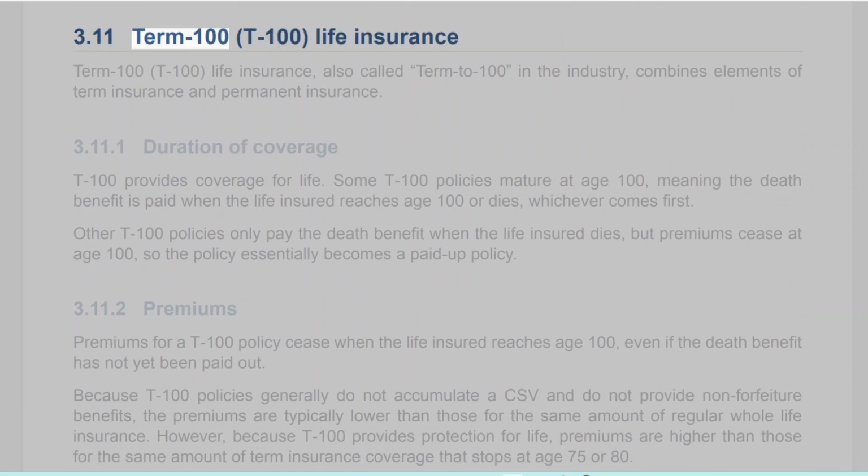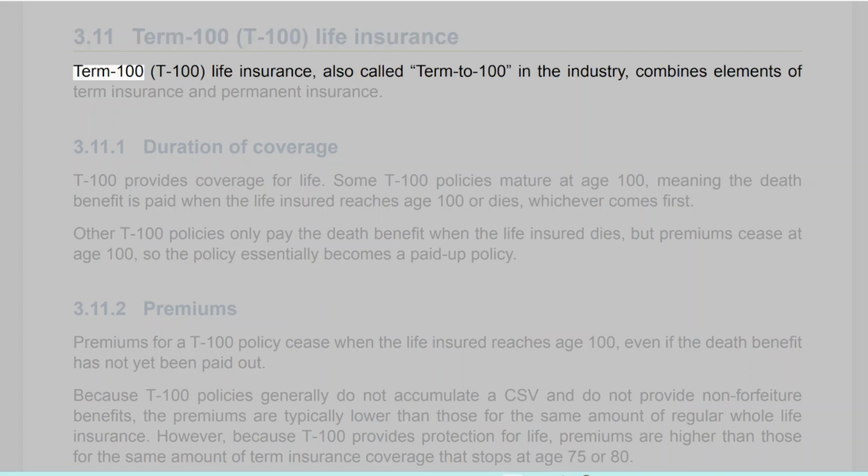3.11 Term 100, T100, Life Insurance. Term 100, T100, life insurance, also called Term 200 in the industry, combines elements of term insurance and permanent insurance.